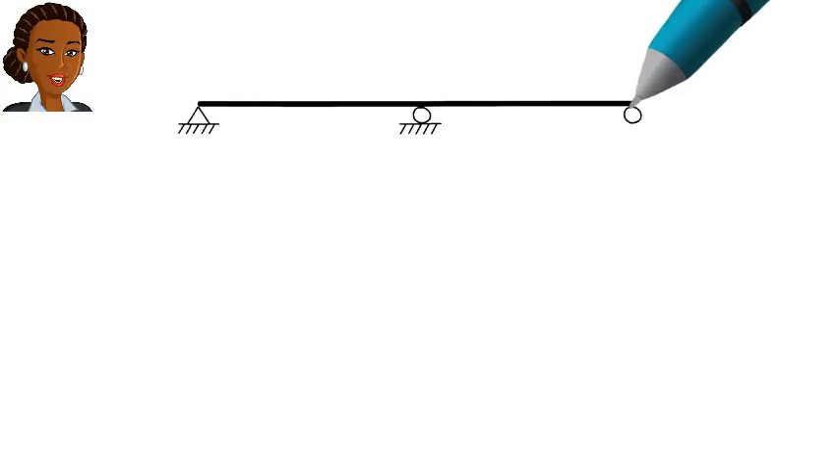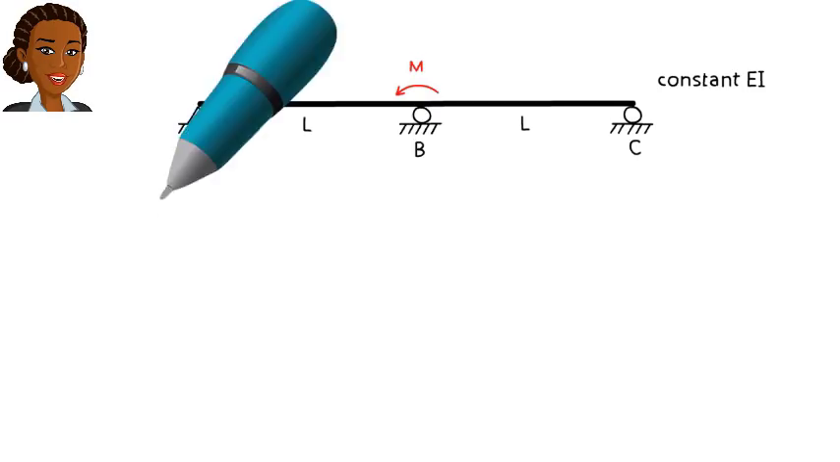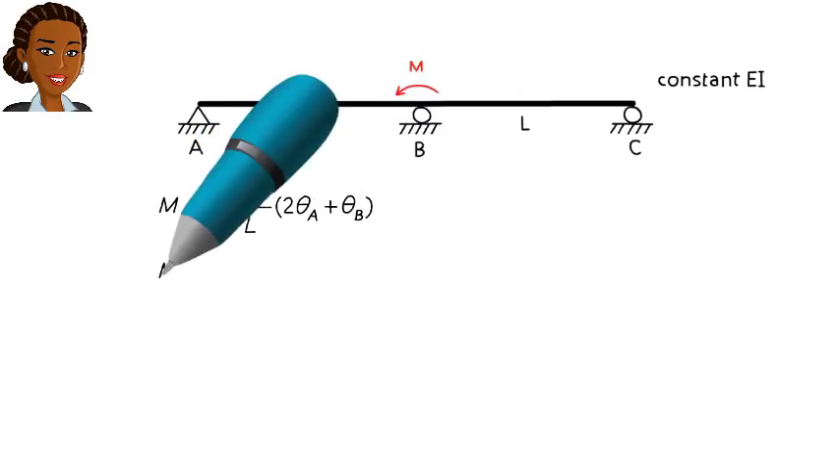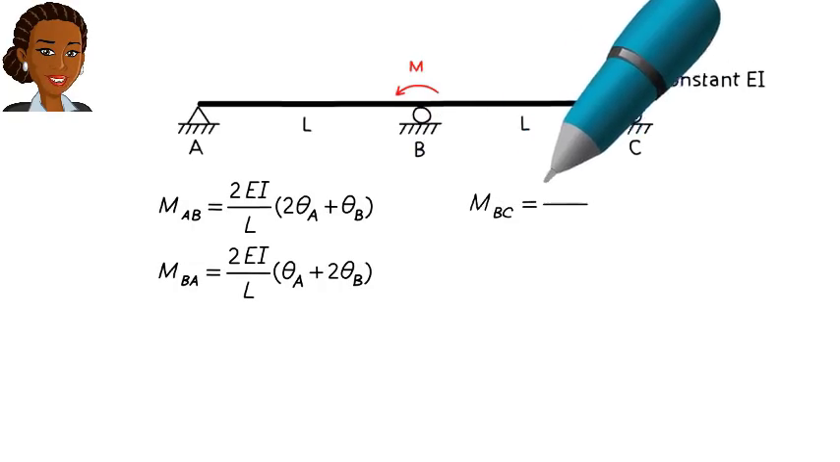Here is a continuous beam having two spans. It is subjected to a concentrated moment at B. Let's assume both beam segments share a constant EI. We begin by writing the slope deflection equations for the beam segments. Here are the equations for segment AB. And here they are for segment BC.